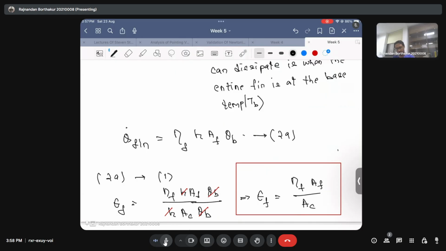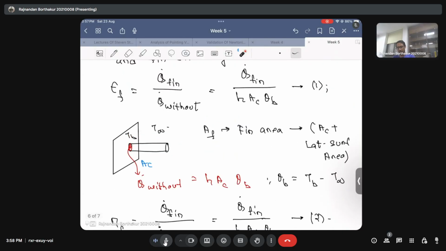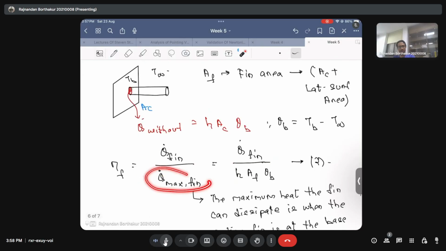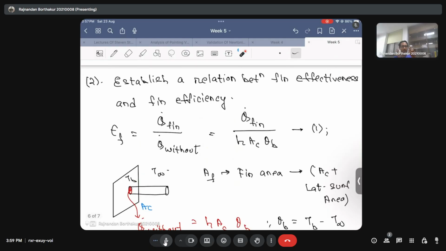Okay, so that is what the question has asked us to find. The crux of this question is actually understanding how to calculate the rate of heat transfer without fin, and how to calculate the maximum rate of heat transfer from the fin. If you understand this, then you can easily get the relationship between fin effectiveness and fin efficiency. I repeat, in case of effectiveness, we are trying to see why installing a fin is beneficial.